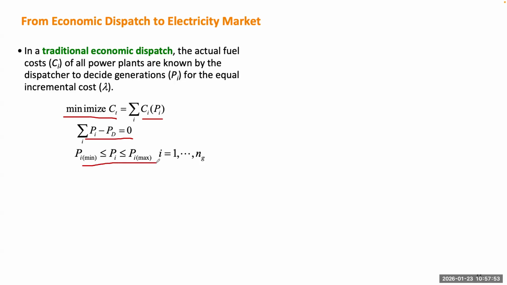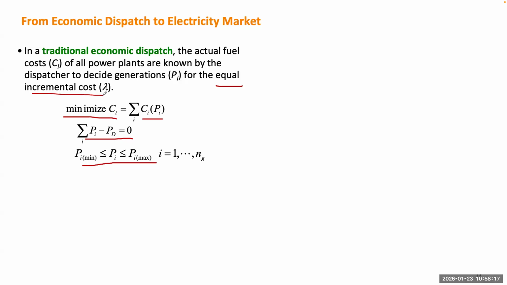And these are some inequality constraints, saying that each power plant only needs to operate within this range. Going beyond either limit will cause some reliability problem. The economic dispatch problem is trying to find the equal incremental cost, right? Does this sound familiar to everybody?